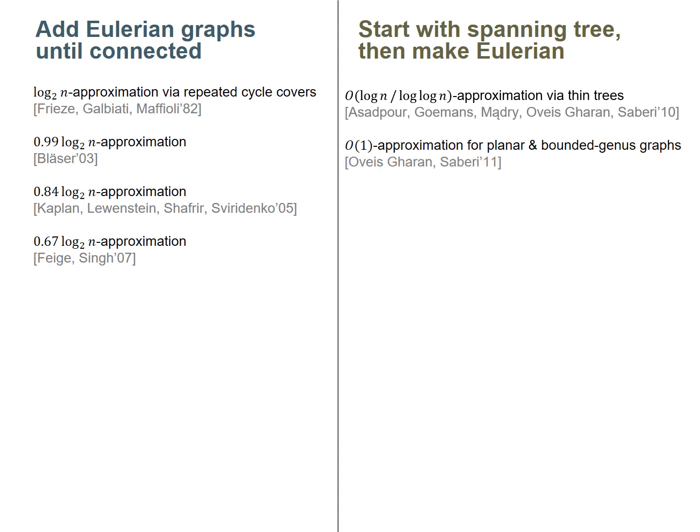Then Oveis Gharan and Saberi used the same approach to get a constant factor for planar and for bounded genus graphs. And Anari and Oveis Gharan showed that the integrality gap of the LP is actually at most polylog log n. So this is an exponential improvement. Unfortunately, it's not constructive. They go through a solution of the Kadison-Singer problem.